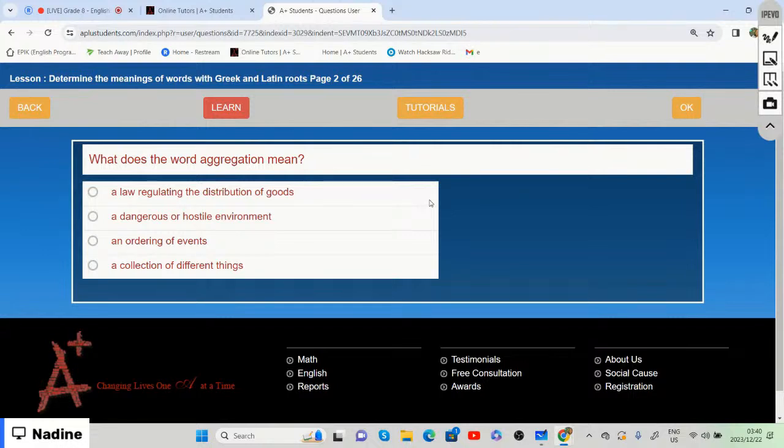All right. So, what does the word aggregation mean? Aggregation. So, what does the word aggregation mean? Is it a law regulating the distribution of goods? Is it a dangerous or hostile environment? Or an ordering of events, a collection of different things? Aggregation.